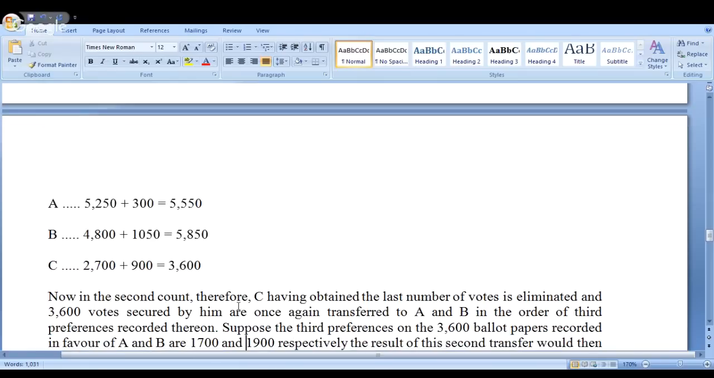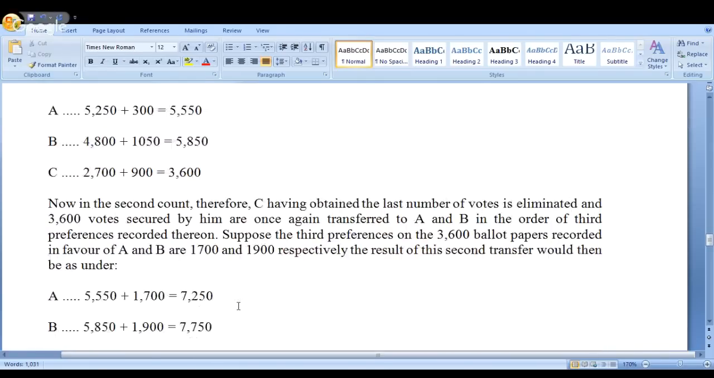Right? Look at this. Now, in the second count, therefore, C having obtained the last number of votes is eliminated, and the 3,600 votes secured by him are once again transferred to A and B in the order of third preferences recorded thereon. Suppose the third preferences on the 3,600 ballot papers recorded in favor of B are in the form of 1,700 plus 1,900. Then what will happen? So from C, 1,700 will be added to A and 1,900 will be added to B.